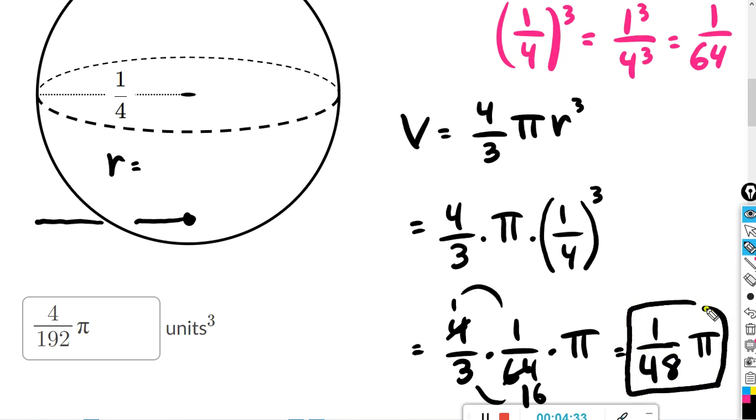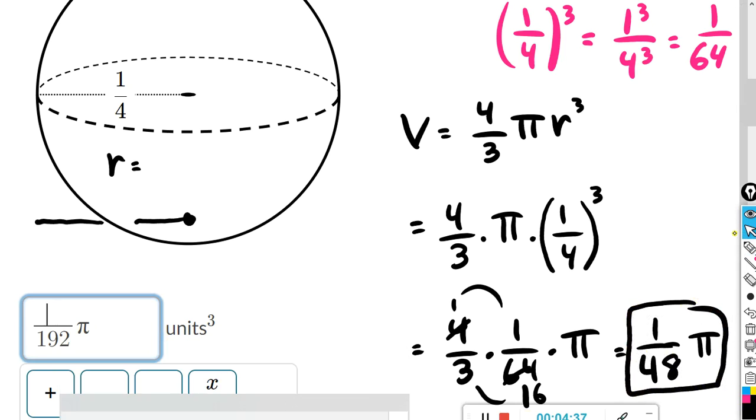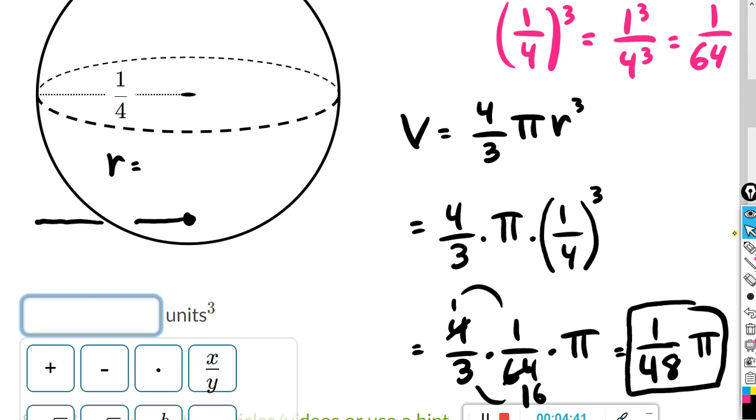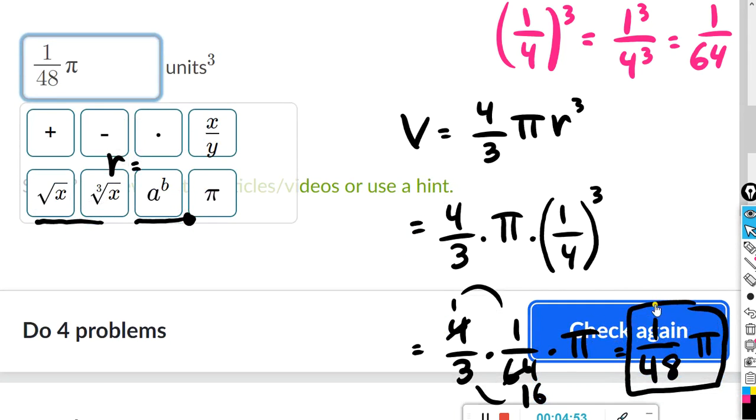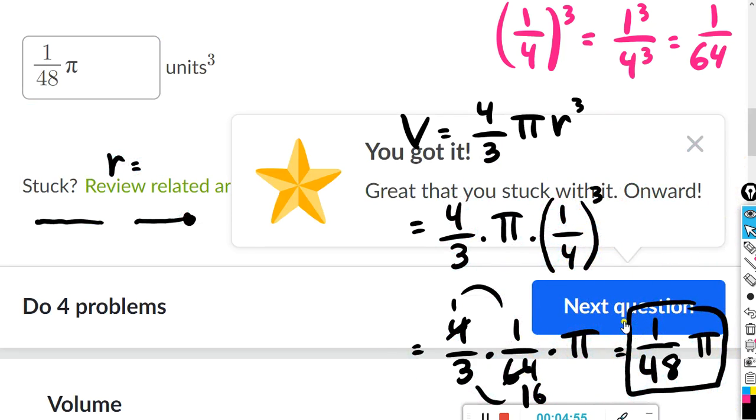Let's see if it takes it now. Click inside the box. I'll erase all this. Okay, type 1/48. Hit the right arrow key and type pi for pi. So it's 1/48 pi. Okay, so you do have to reduce the fractions for these.